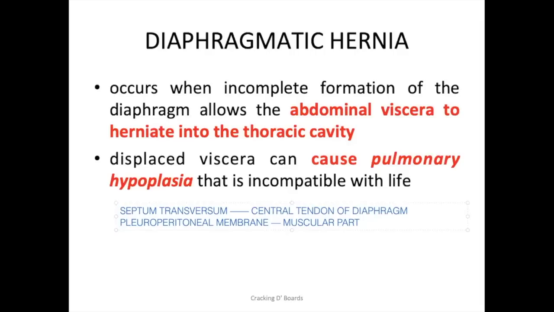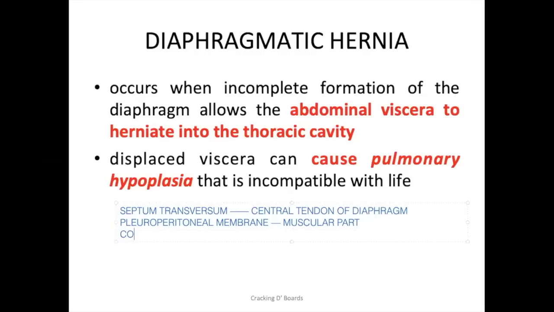So whenever you have incomplete formation or development of the diaphragm, you're going to encounter diaphragmatic hernia, wherein the abdominal viscera will herniate into the thoracic cavity. Now, what is the problem when you have displaced viscera? This can cause pulmonary hypoplasia, which is incompatible with life. So this is the embryologic origin of the diaphragm. The two most important: septum transversum, which gives rise to the central tendon of the diaphragm, and the pleuroperitoneal membrane.